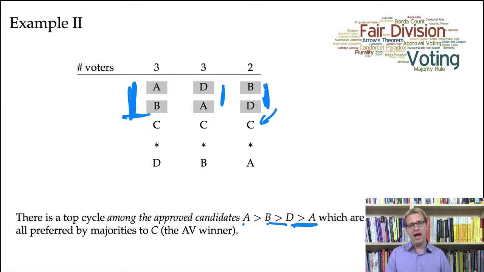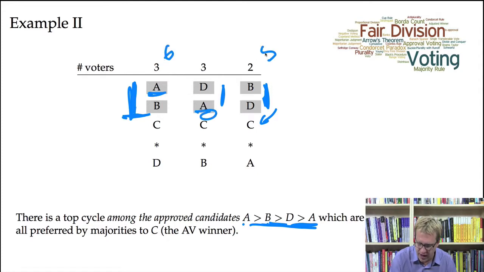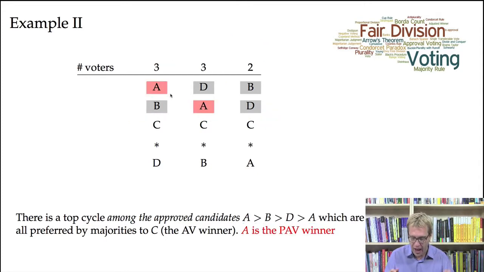And so what do you do in that case? Well, what the rules tell you is that you elect the candidate that receives the most approvals among the candidates left in this top cycle. In this case, it's candidate A, because A receives 6 approvals, whereas B receives 5 and D receives 5 as well. So D and B both receive 5 approvals, but A receives 6 approvals. So A is in fact the preference approval winner.